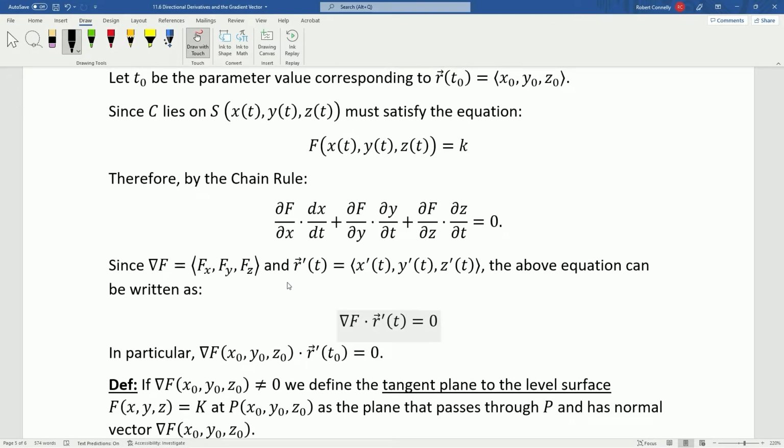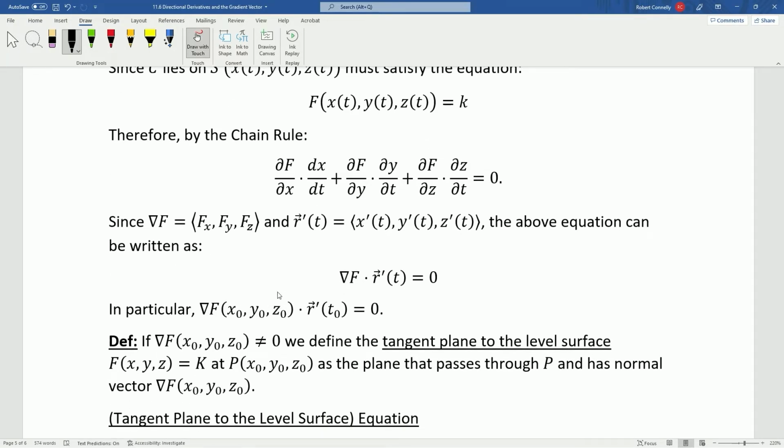And so what do we notice? Well, the dot product of the gradient of f with the derivative of r is 0. And in particular, just take note that since this dot product at this point is 0, keep in mind in the back of your head that this gradient of f at this point is going to be perpendicular to this tangent line here, or the tangent vector described by this derivative here.